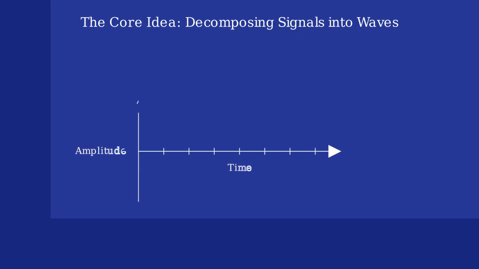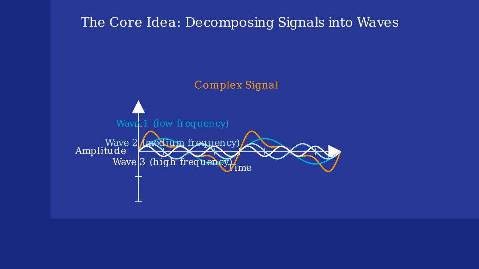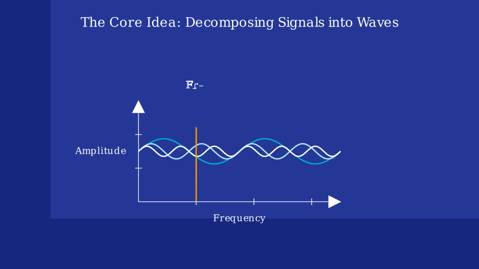Let's start with a complex signal. This could represent sound, radio waves, or any other type of data. This complex signal can be decomposed into simpler sine waves. Each wave has a different frequency and amplitude. The Fourier transform tells us exactly which frequencies are present in our signal and how strong each component is. The Fourier transform converts our signal from the time domain to the frequency domain. Each spike represents a frequency component.